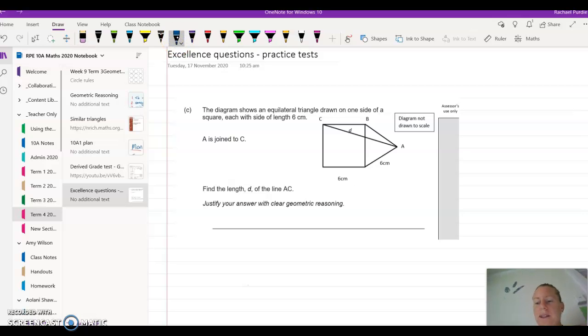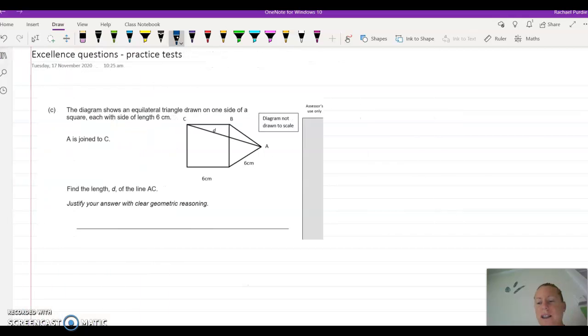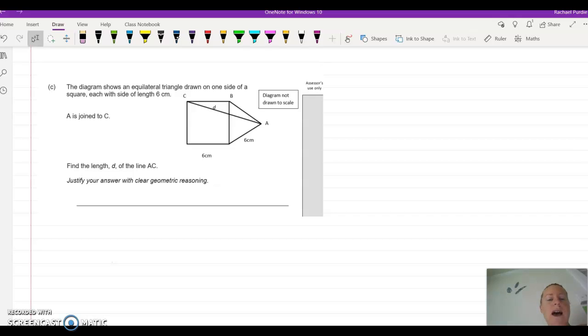Right, let's have a wee look at some of these excellence questions for those of you that are maybe a little bit stuck on this and haven't done it in class or haven't been able to figure it out. So we've got this one here. It was C, I think it's the 2017 paper with 1C.